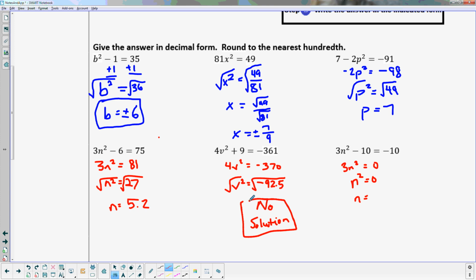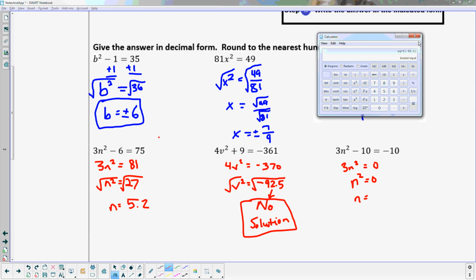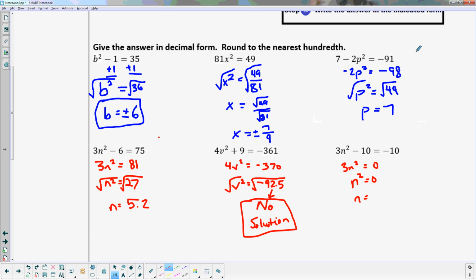So anytime we try to take the square root of a negative, this should tell us right away, or the calculator tells us too. It tells us there's something wrong. Mine says invalid input. I know a lot will say domain error. Anytime you get one of those errors that's not like an overflow error, that really means there's no solution.